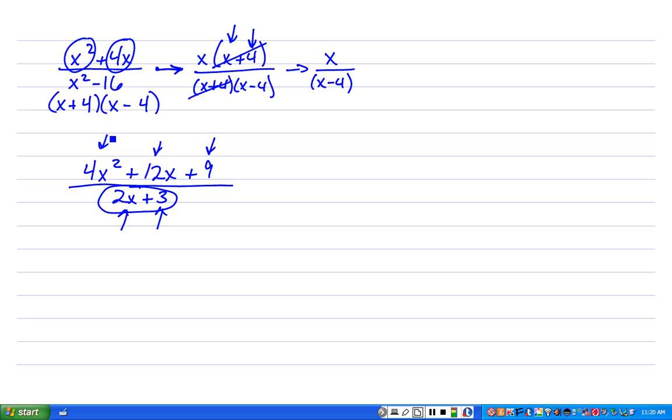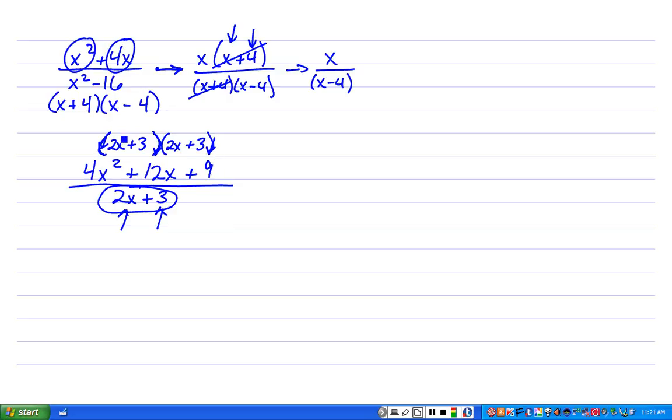So I can take a shortcut, let's say, by just writing 2x plus 3 as one of my possible factors. Now I need my first times my first to give me this 4x squared, so I put a 2x here because 2x times 2x is 4x squared. And I'm trying to get a 9 for my last term, so my 3 in last position here times another positive 3 in last position here gives me my 9.